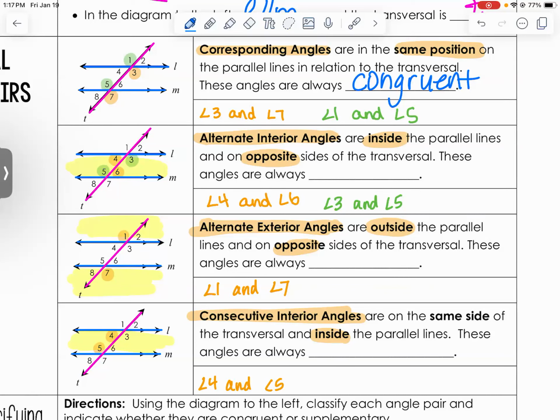All right, now I want you to look at 4 and 5. You made some observations about alternate exterior angles. What did you notice? That they were the same. So can you go to that third one? Alternate exterior angles are congruent.